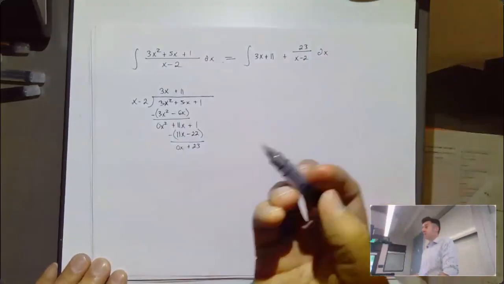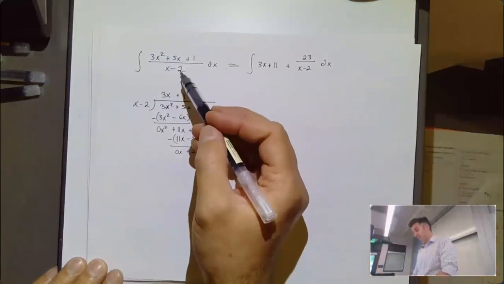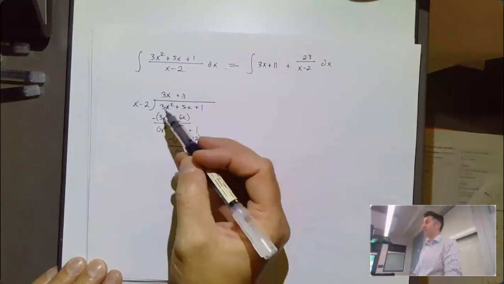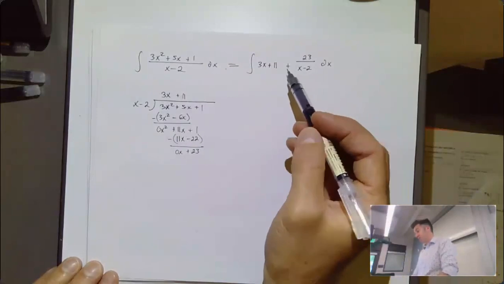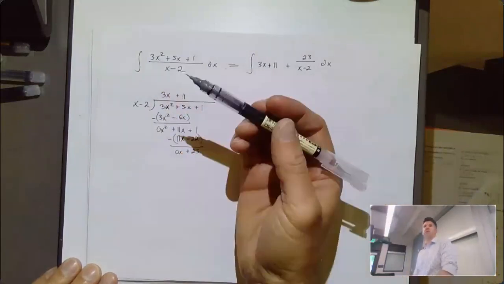These are equal to each other, right? Because what you're saying is this divided by x minus 2 is equal to 3x plus 11, plus a remainder of 23 that still needs to be divided by x minus 2, which is why we get this part over here. And if you wanted, you could totally multiply this by x minus 2 over x minus 2 and get back to there. You shouldn't, but you can.